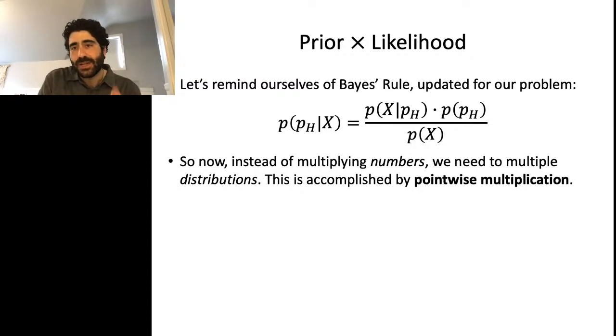It's not just two outcomes like healthy or sick. There's a continuous set of outcomes for P of H between 0 and 1. And so we're just going to multiply. When we say pointwise multiplication, what that means is we just line up the distributions and multiply the points that are at the same values of P of H.